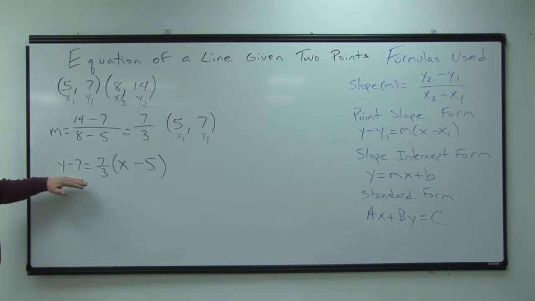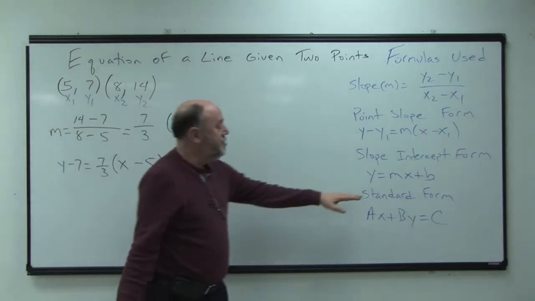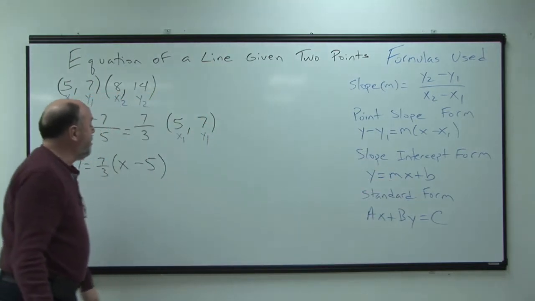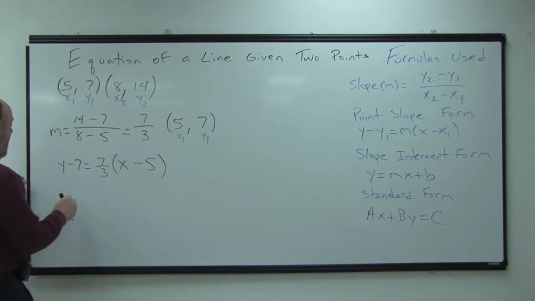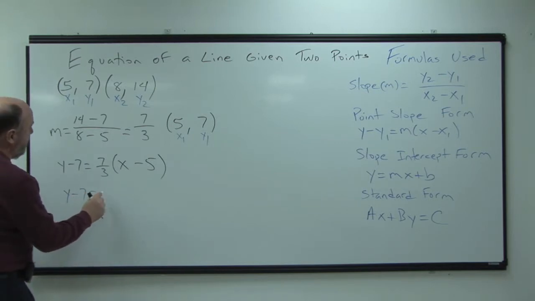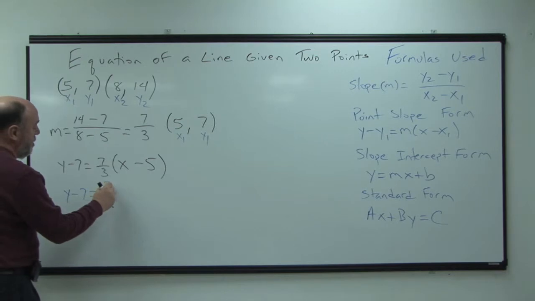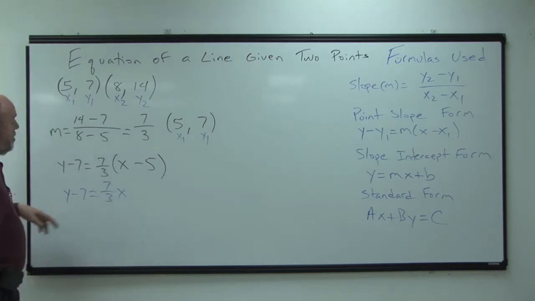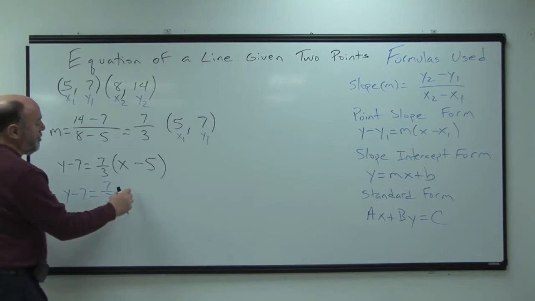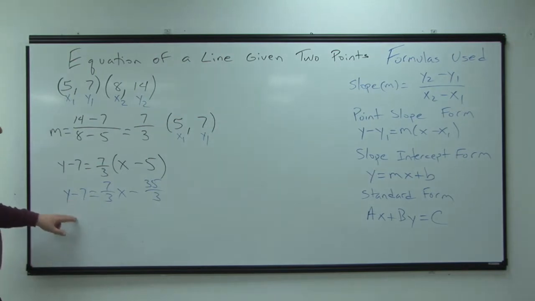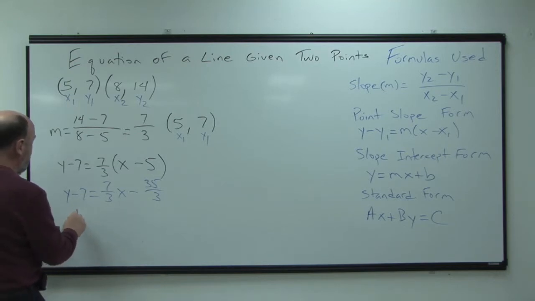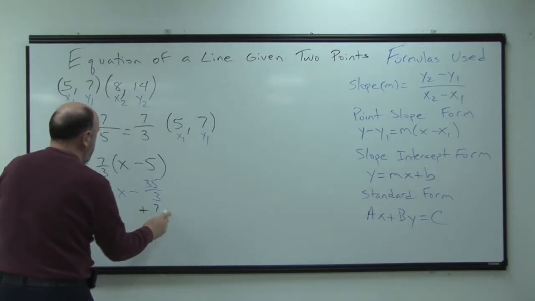So now if I want to go from this form into my slope-intercept form, we need to take this equation and solve it for y. The first step will be to do our distributive property. So we get 7/3 times x, which will be 7/3 x, and 7/3 times the minus 5, which will be a minus 35/3. The next step is to take the 7 and bring that over to the other side. The opposite of subtracting is to add. So we add 7.